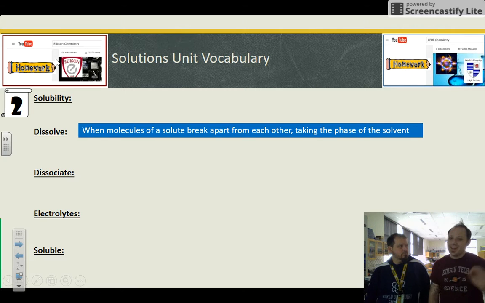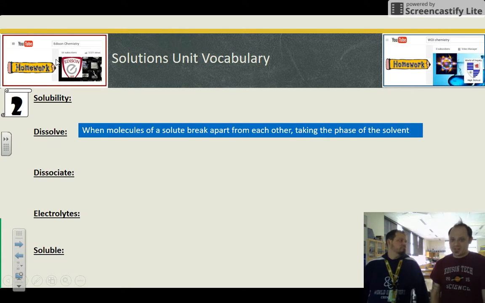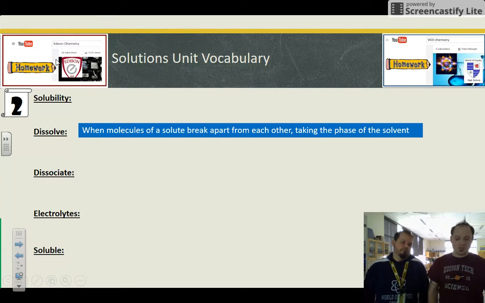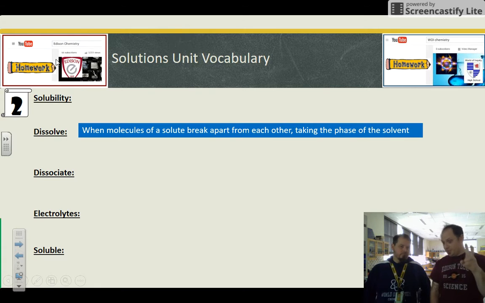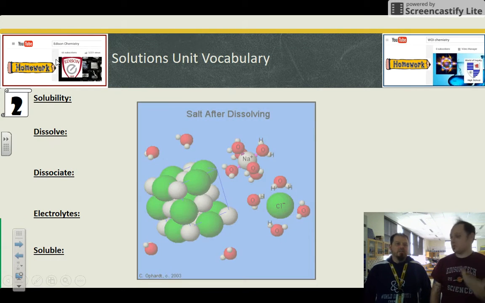Technically, the molecules all separate when they touch the solvent, and they disappear into the interstitial spaces between the solvent molecules. That's why we say it takes the phase of the solvent. So the solid goes into the liquid and disappears into the liquid. It's all liquid. You wouldn't know the difference.